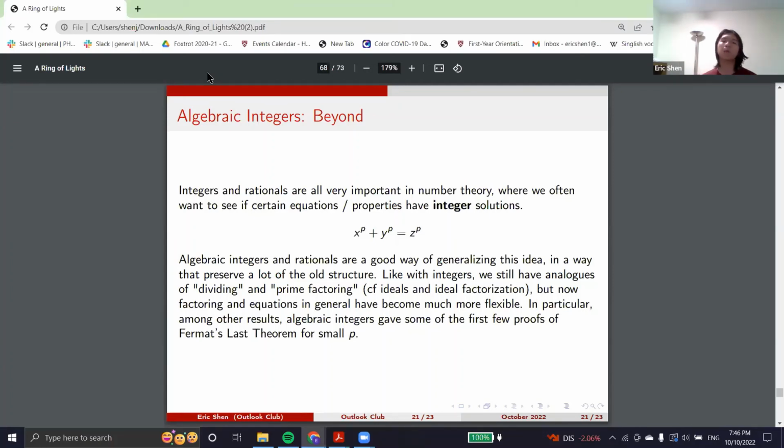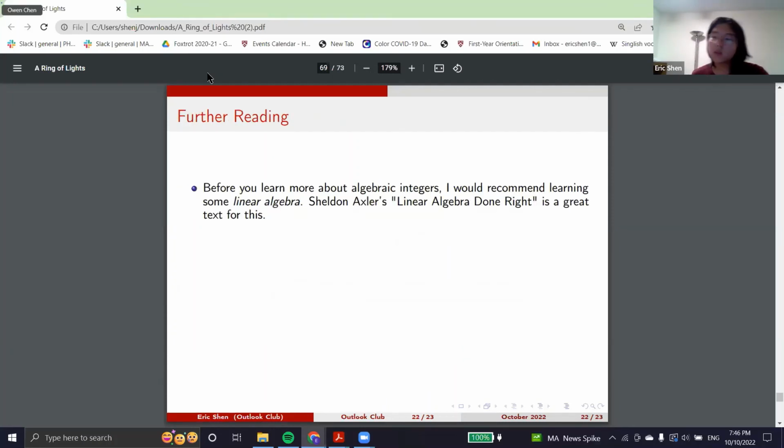In particular, algebraic integers and their theory of factorization were very involved in some of the very first proofs of Fermat's last theorem in the case of small p, among many other important results. They were some of the ways in which we got many values of primes for which Fermat's last theorem was true, which was a huge breakthrough back in the 1800s.